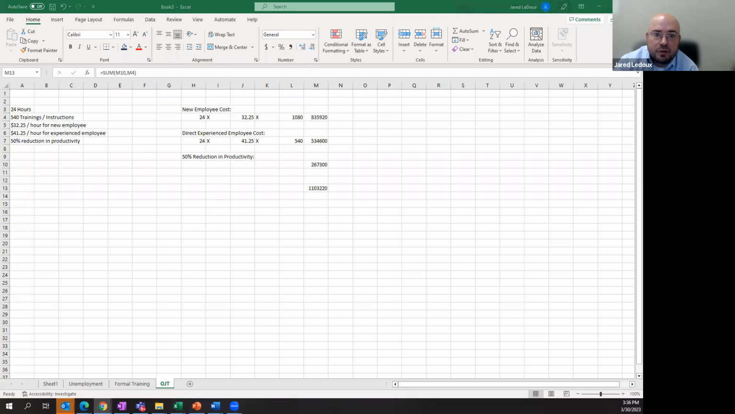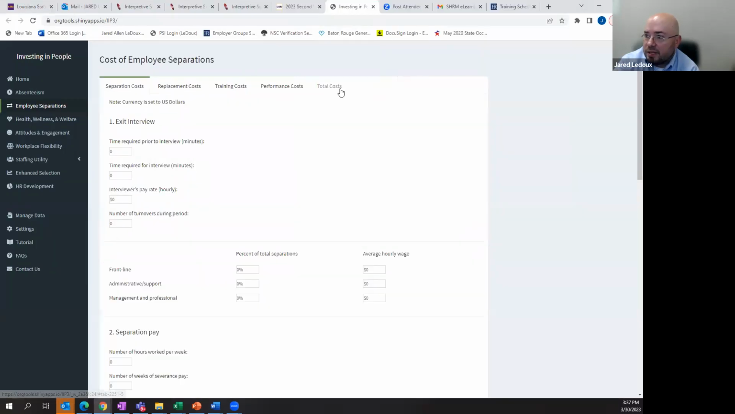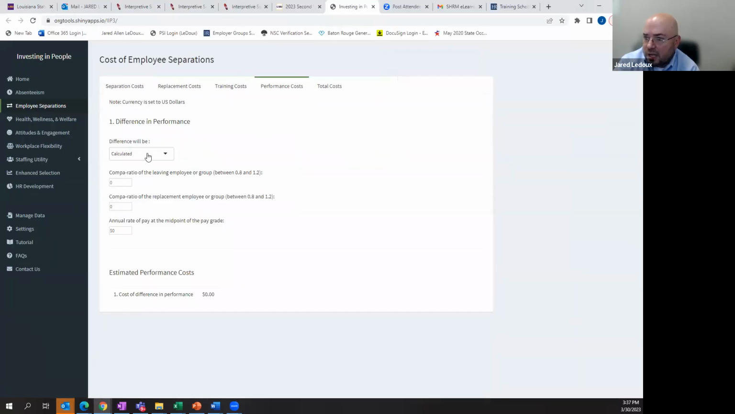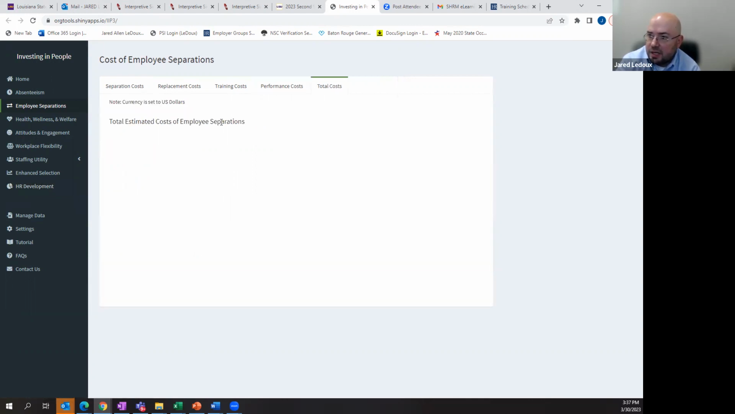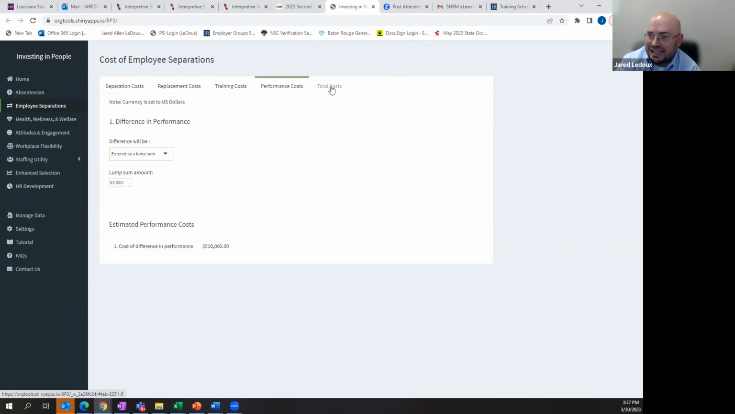And so that would be added into your expenses for turnover expenses. And so if we go to the calculator through the web-based software, we're just going to enter as a lump sum $510,000. And so your total costs are going to add in that additional $510,000 as a lump sum within your total expenses associated with separation, replacement, training, and performance costs. So that's an overview of each of those four elements.